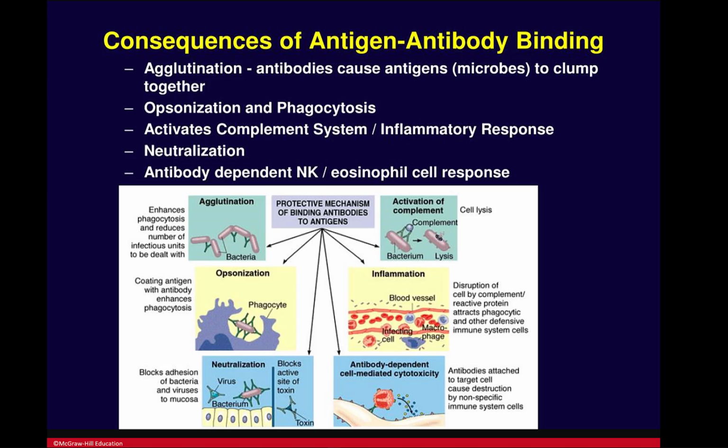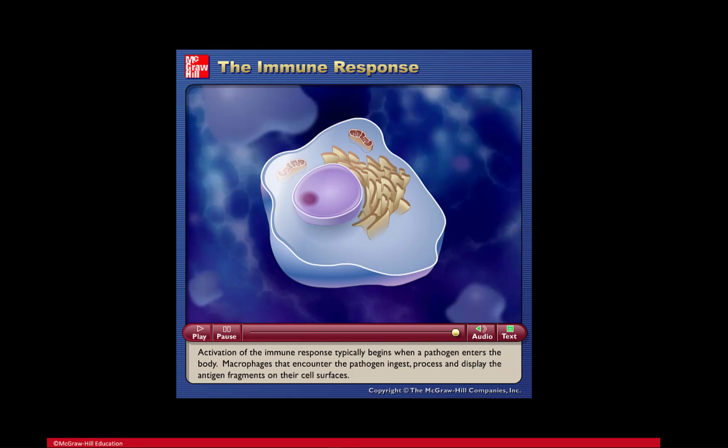And once it started, it ends up lysing cells. Inflammation, it's important to get the immune cells in there, but it also is painful and it does host damage. It's a kind of give and take. And then antibody-dependent cell-mediated cytotoxicity, where antibodies attach to the target cells, and then that causes a destruction by non-specific immune cells. So that's in a nutshell sort of the consequences and why we're studying these sorts of things.